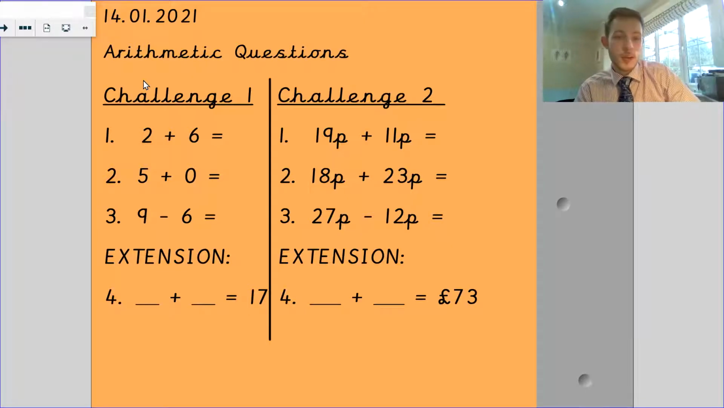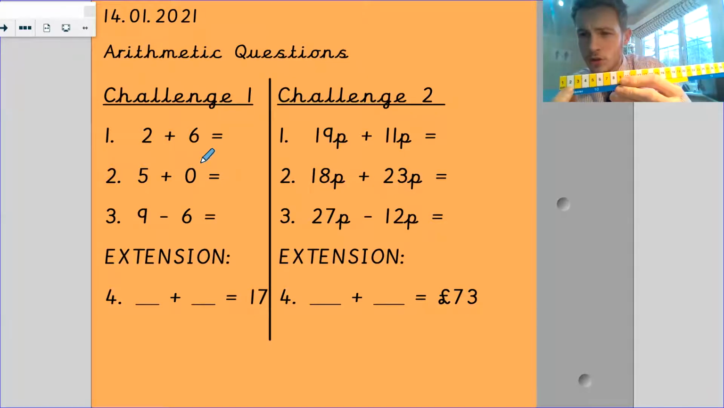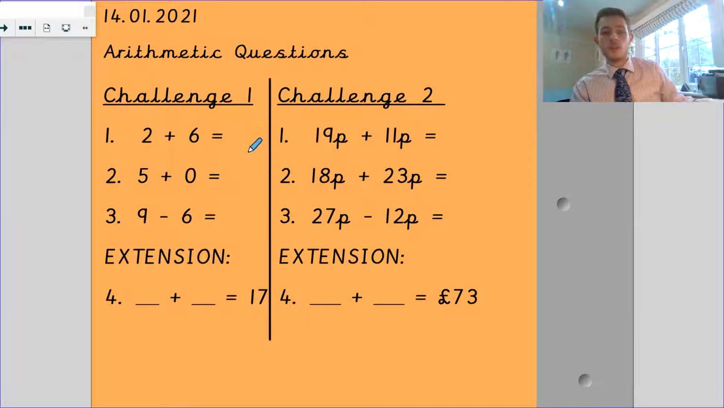These are our arithmetic questions. So you've got your challenge 1 side and your challenge 2 side. I want you to pause the video, have a go. Starting off with challenge 1, you've got 2 and 6. Again, I'm going to get my ruler. I put my finger on 2, put my finger on 6, and I'm just going to jump up. I'm going to go 1, 2, 3, 4 jumps. That's going to give me the answer of 4.